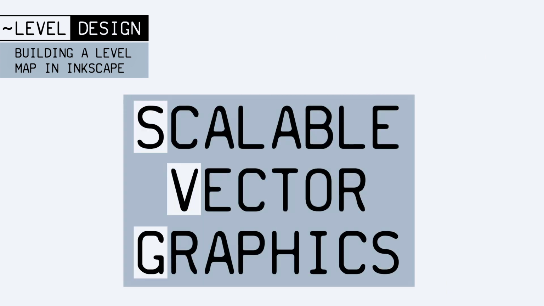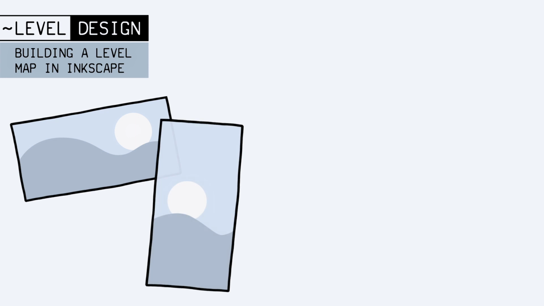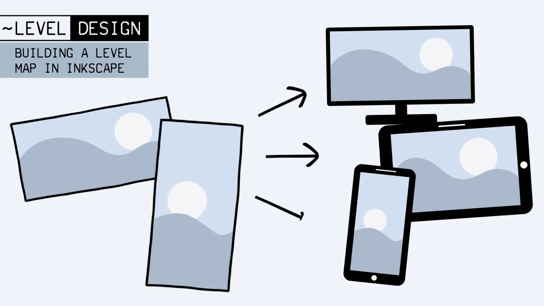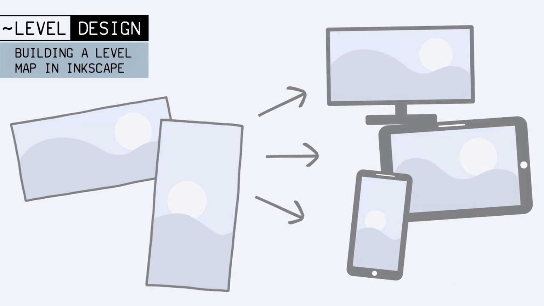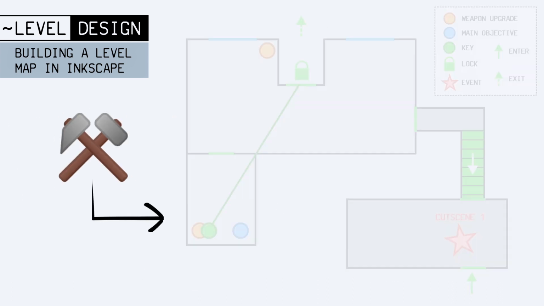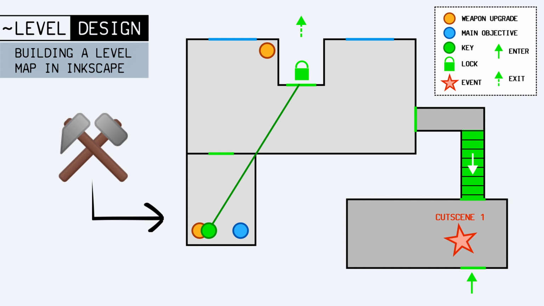That's super useful because it allows you to prepare variations of your design quickly and export your results for different platforms in a second. Today we're gonna explore some of the tools Inkscape has to help us build this simple level map. Note that I'll be working with Inkscape 1.2.